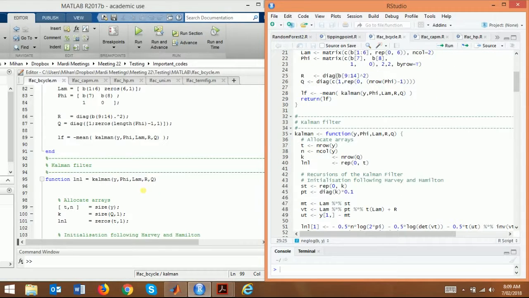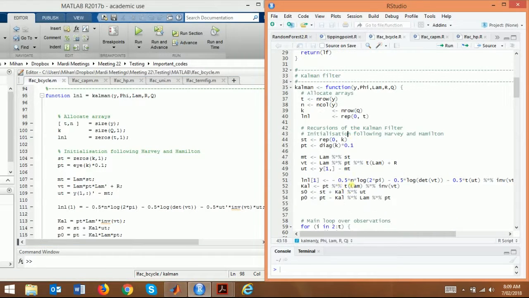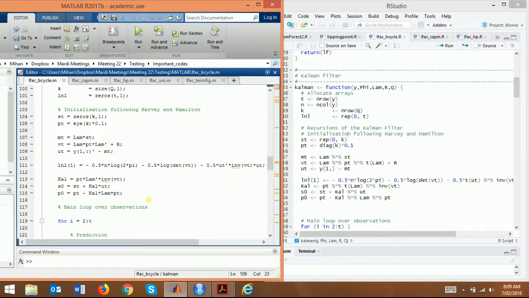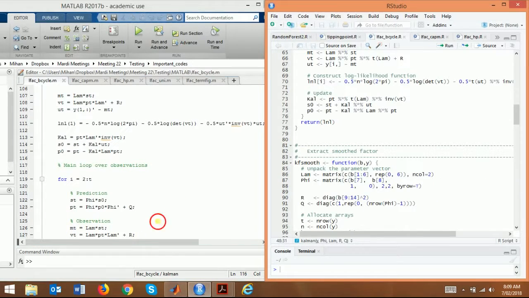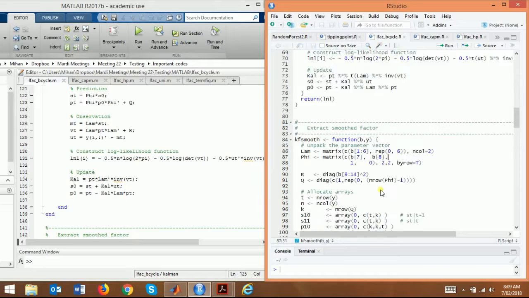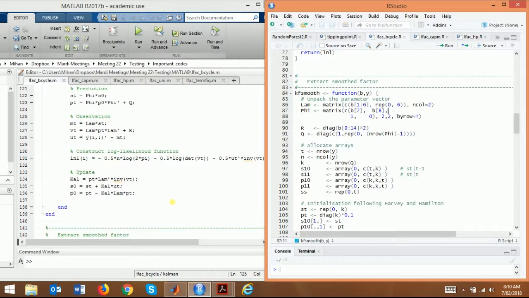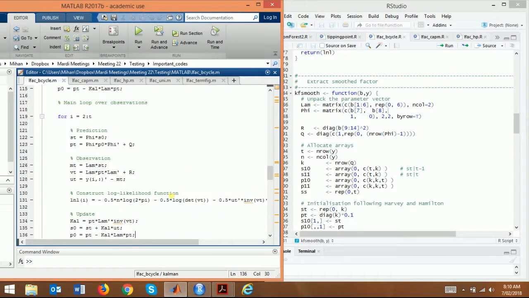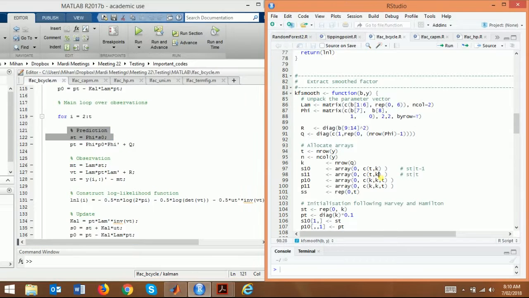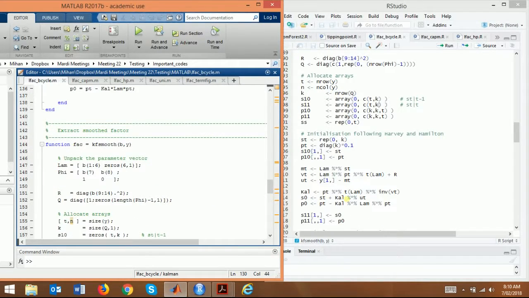Then we call the Kalman function with lambda, R, and so on. We initialize as before. Again, I repeat, there is no exogenous component here. Everything is just like before, no changes, not a single deviation. If there were an exogenous component, it would have appeared here, but it didn't.